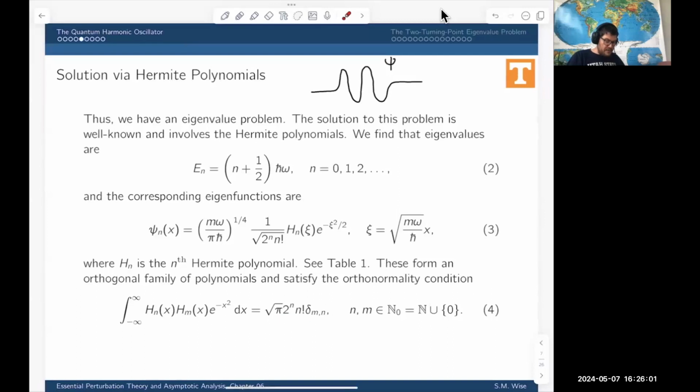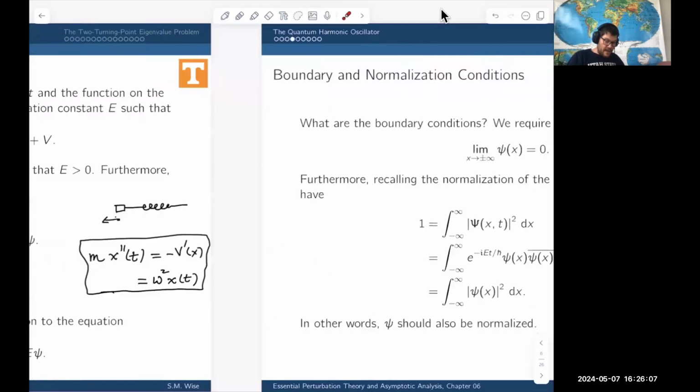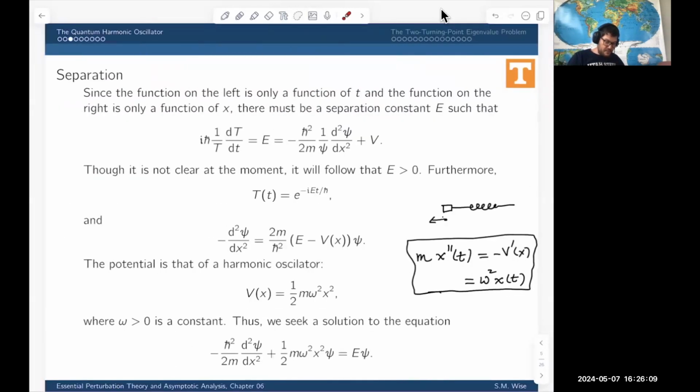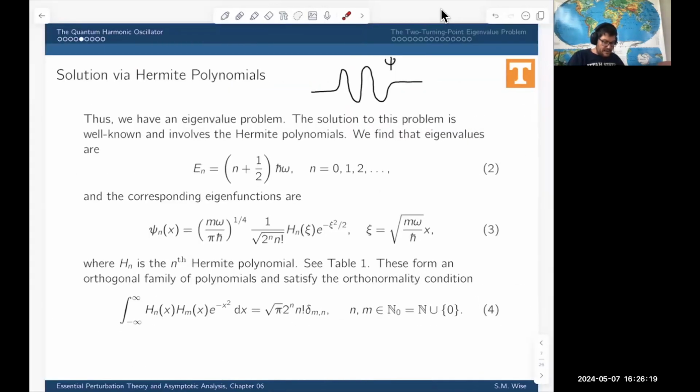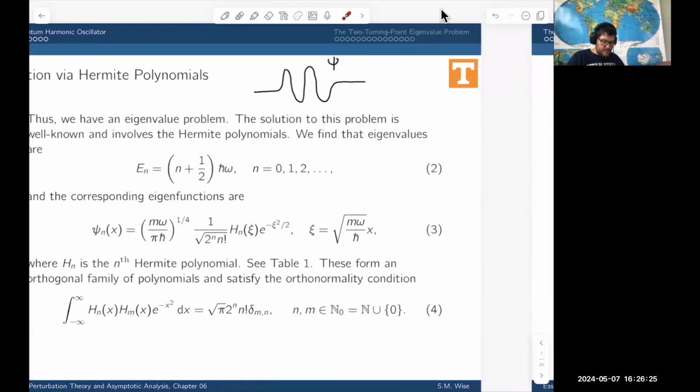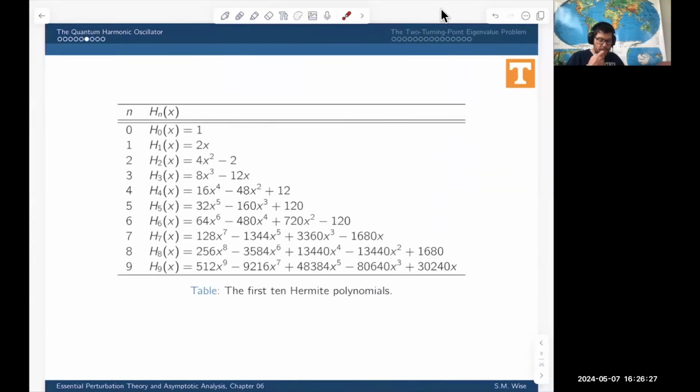So the first thing you might want to check is there's not much checking to do here. You could check that if I put these two objects back into this equation, then I satisfy this equation pointwise. You can do that and you'll find it. But the one thing I do want to check is that we actually have the correct normalization for this wave function. All right, so we'll do that in a second.